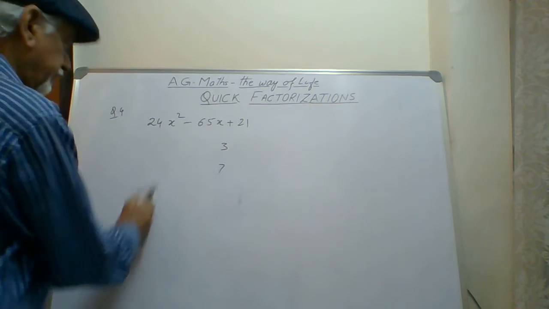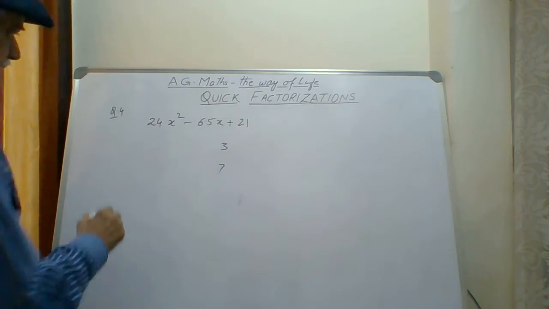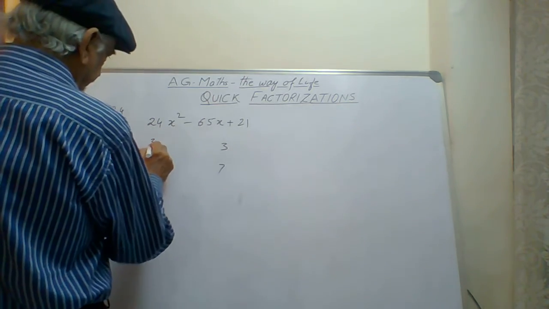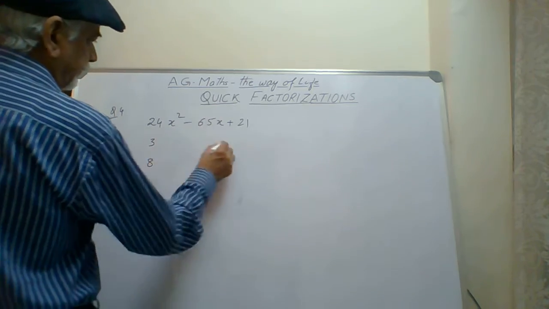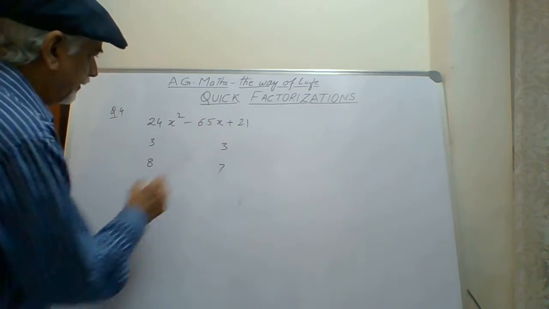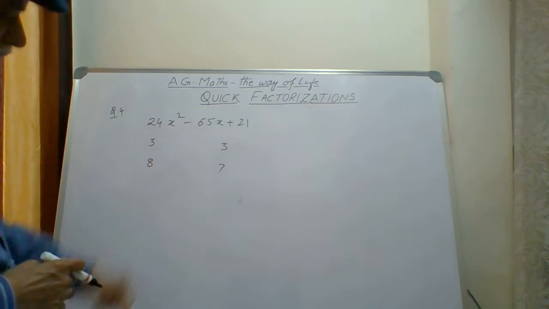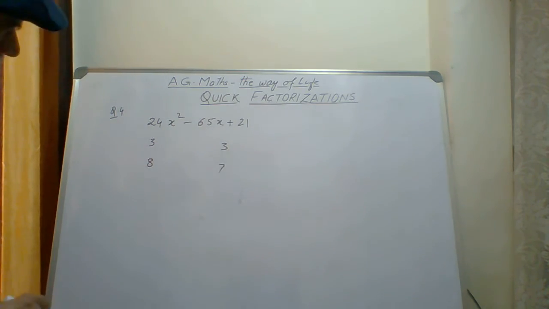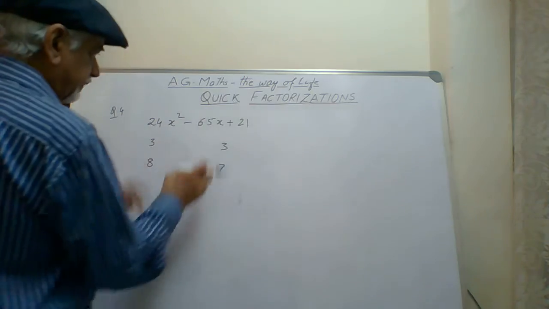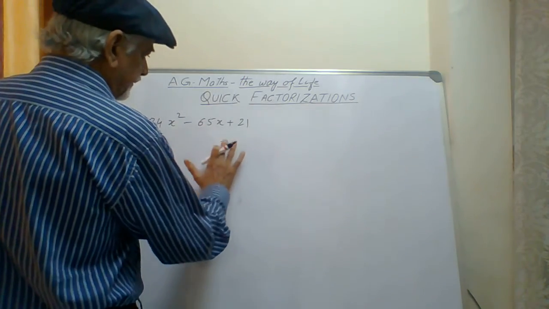So let us change this. Make it a little bigger at the bottom. 3 and 8. So 8 3s are 24 and 21. This is also not giving me the result. So interchange it. Let us interchange this side.